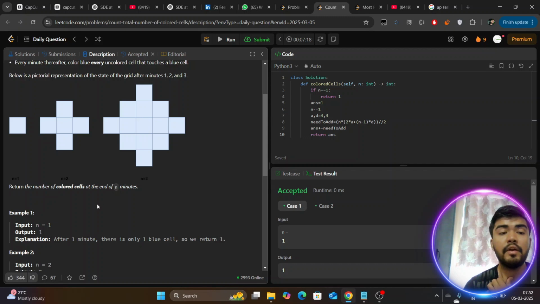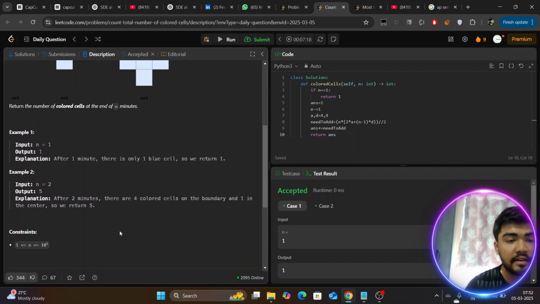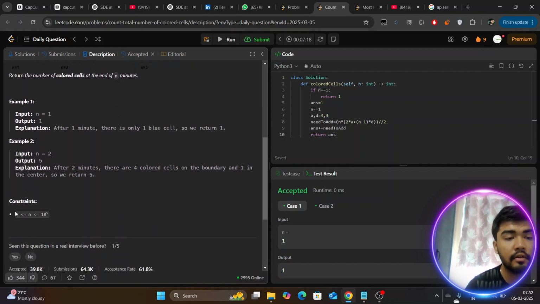So n is given to us, and we have to tell the number of blue colored cells after n minutes. Let's just see the constraints. The constraint can be 1 to 10 to the power 5. I am confident that if you do a BFS, then it should also work mostly.